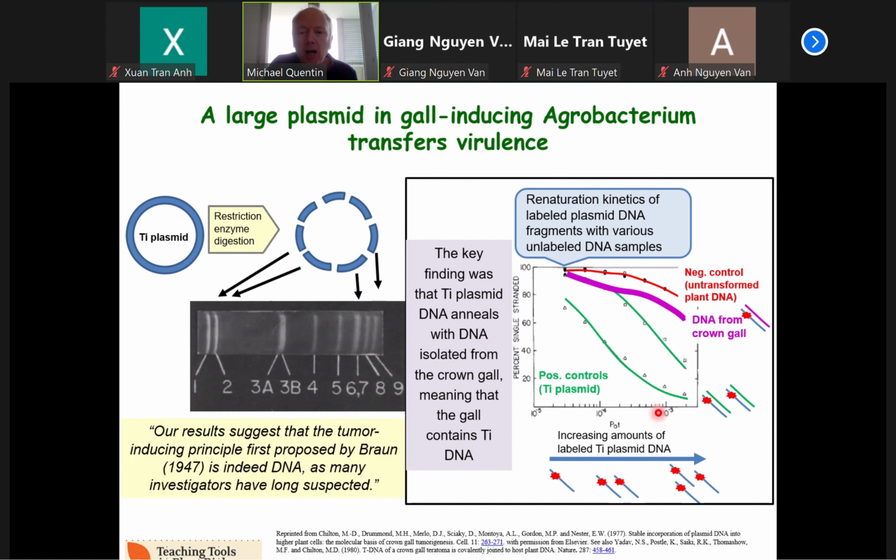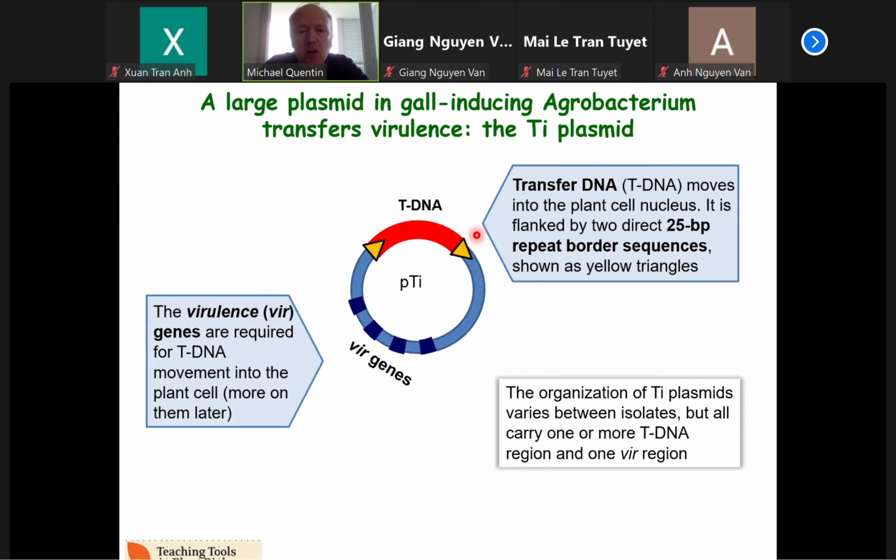So I'm not going to go into more detail on the complete identification of this plasmid, but it was possible to isolate the whole sequence of this plasmid. Okay?